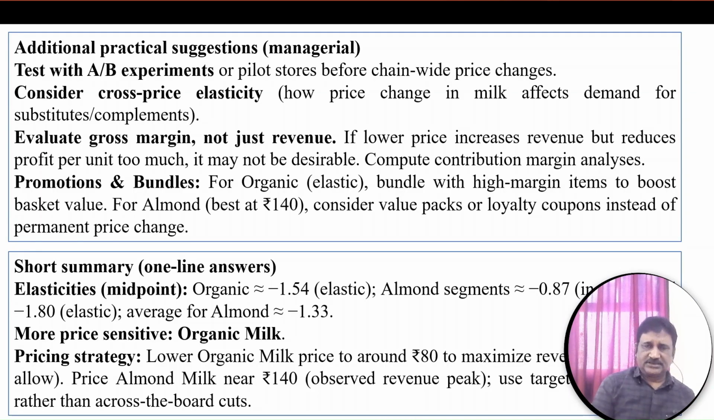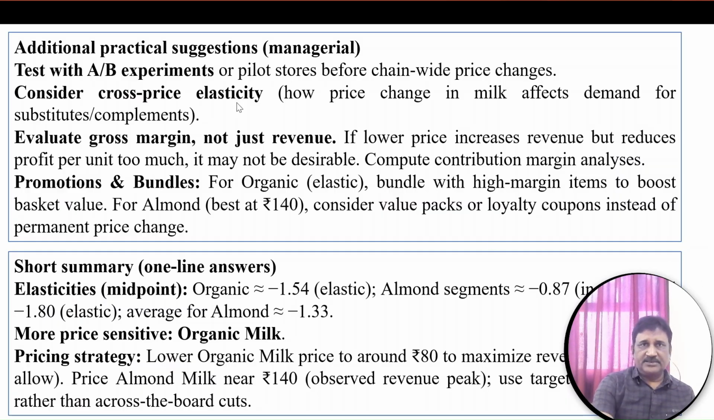Additional suggestions, test, because we have multiple alternatives, at least two alternatives we have, so we can do the statistical analysis that is called an A-B experiment. A and B stand for experiment A, experiment B, experiment 1, experiment 2. Or the pilot stores before chain wide price changes.